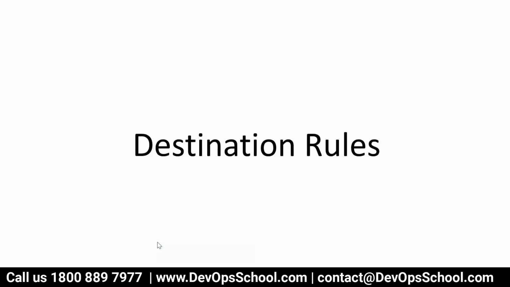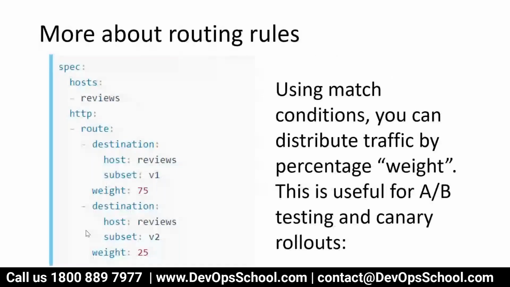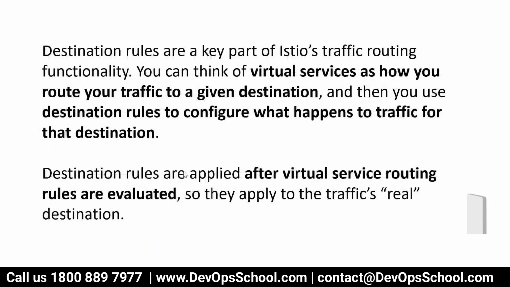Now, how can you write a destination rule? Some of the destination rules you have already seen. A destination rule defines the policies that apply to traffic intended for a service after routing has occurred. Mind it, after the routing has occurred. That means after the routing has occurred and the traffic has gone to reviews, then the destination rule will come into play.